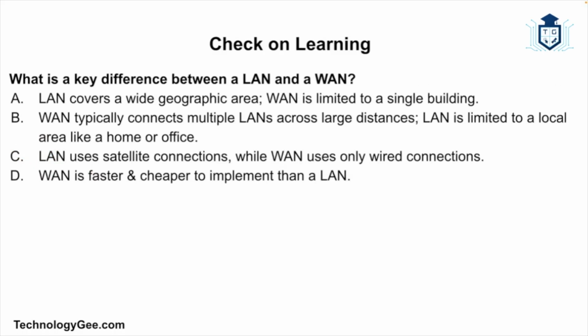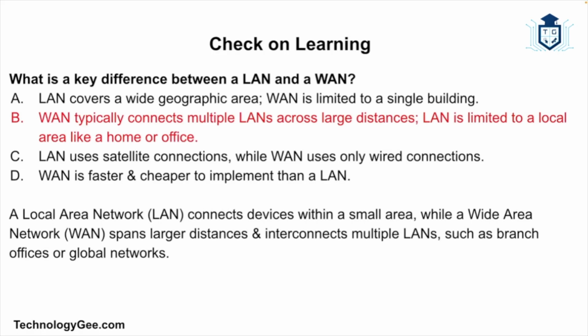And our final question is, what is a key difference between a LAN and a WAN? Is it a LAN covers a wide geographic area, where a WAN is limited to a single building? Is it a WAN typically connects multiple LANs across large distances, whereas a LAN is limited to local areas like a home or office? Is it a LAN uses satellite connections while a WAN uses only wired connections? Or is it a WAN is faster and cheaper to implement than a LAN?